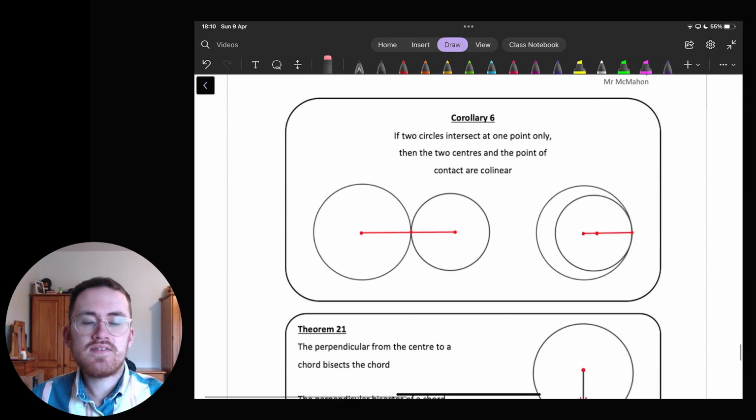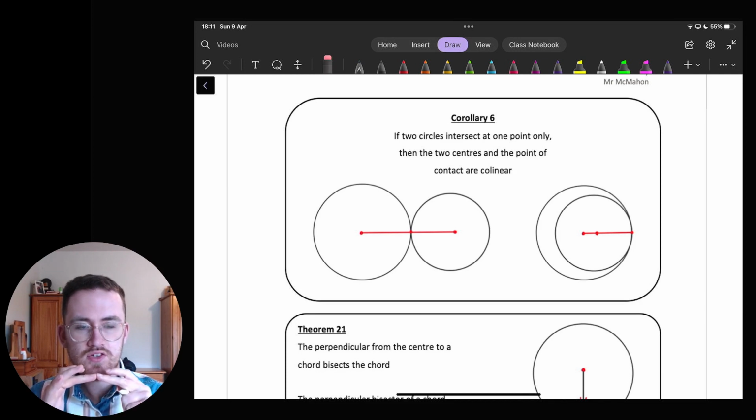My next one then is if I have two circles and if they intersect at just one point, so if they just touch each other, then the two centers and that point where they intersect with each other are going to be collinear. And that means we can draw a straight line through those 3 points. And we can see here I've just put down two different ways that that can happen. So if a circle touches another circle at one point, they either touch externally or they touch what we'd say internally, where one of the circles is inside the other. But it just means we can draw a straight line through the two centers and the point where they meet.